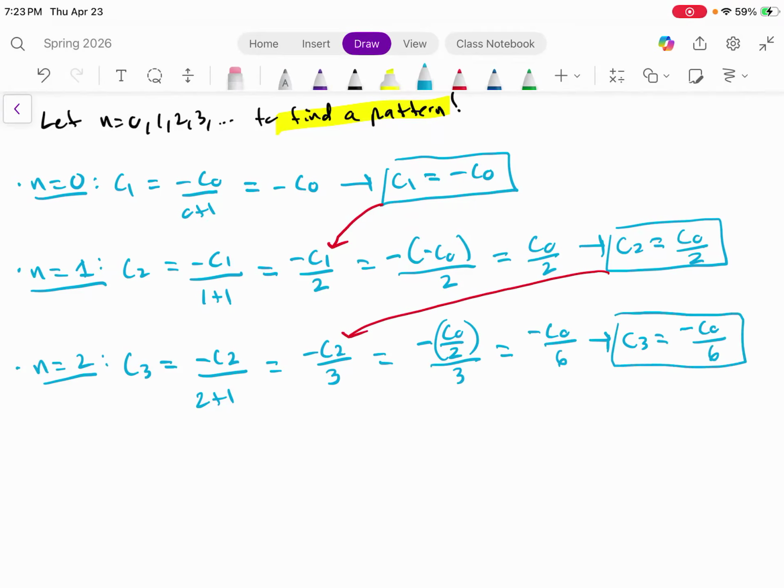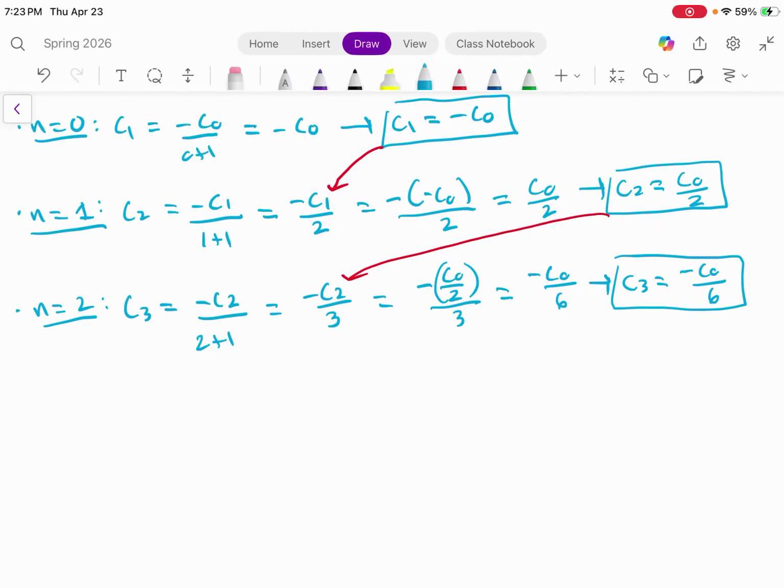Okay, so I think I'm starting to see a pattern now. Maybe you are as well. But let's try one more just to make sure. All right, so for n equals 3, I would get c4 equals negative c3 over 4 plus 1, right? Or excuse me, 3 plus 1.